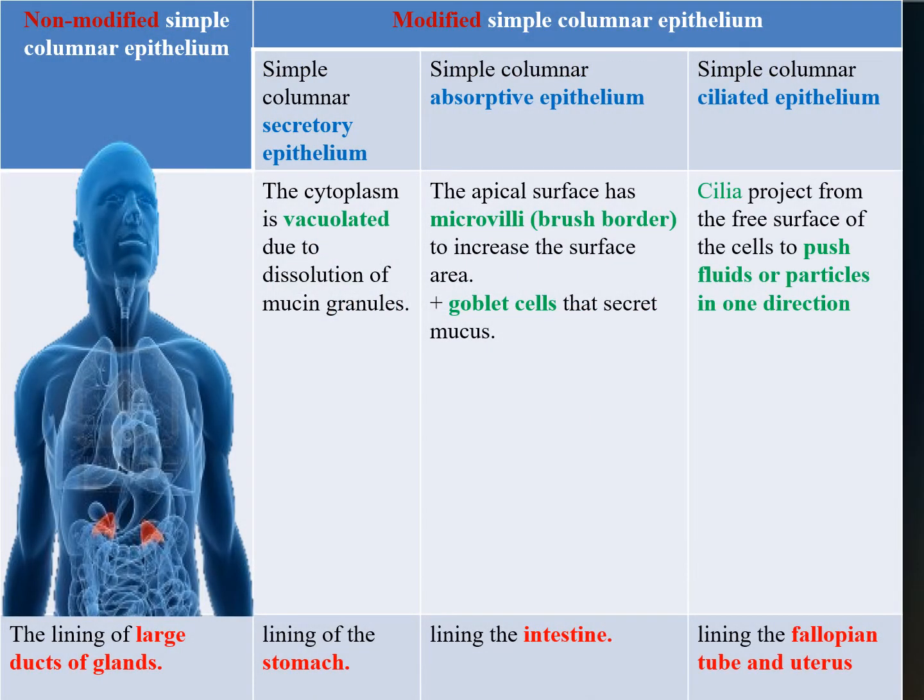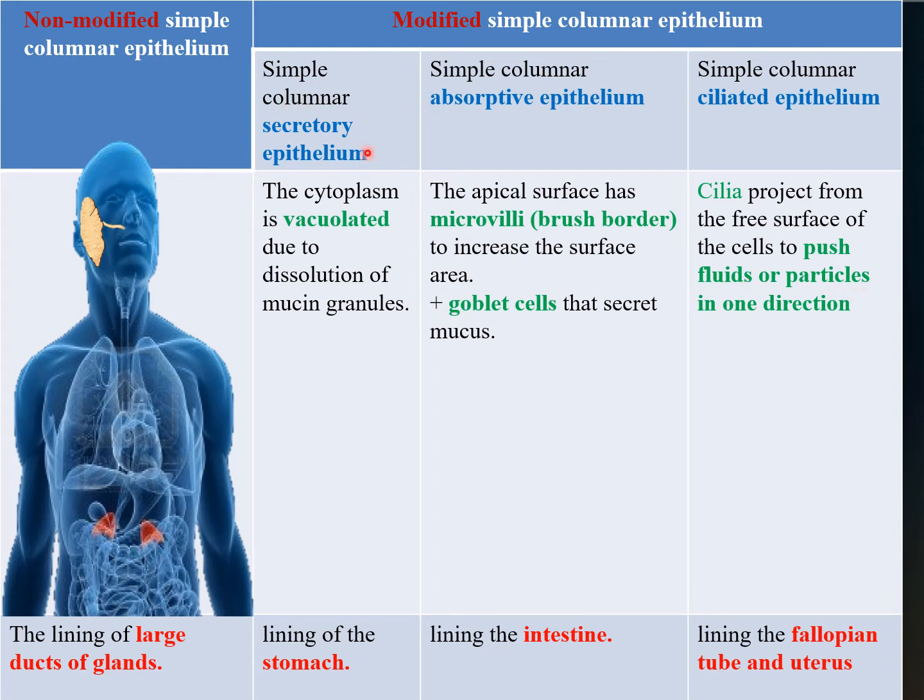We classify simple columnar epithelium according to modification. We have non-modified simple columnar epithelium and modified simple columnar epithelium. The non-modified simple columnar epithelium is present in the large ducts of the gland. These are the large ducts of the gland. For the modified simple columnar, we have modification for secretion, for absorption, and for pushing fluid in one direction.